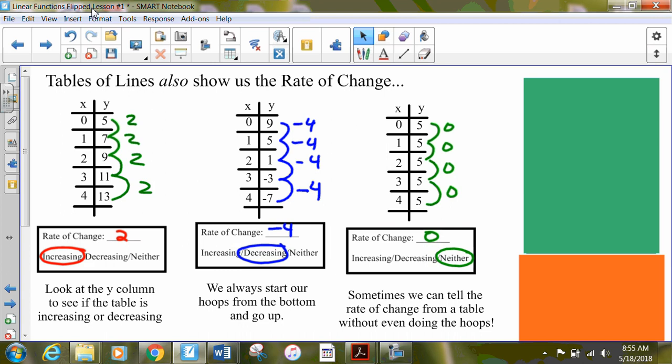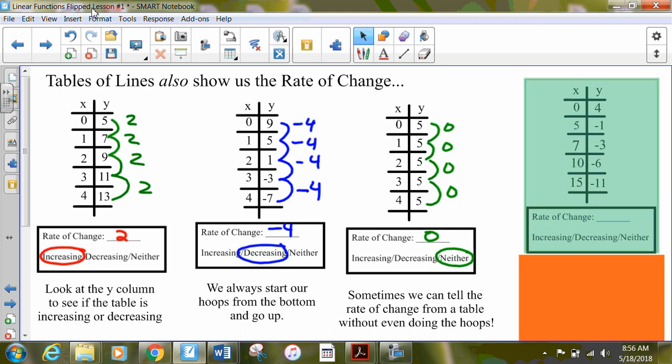All right, let's look at this next table. Before we look at the pattern, we're going to notice that there isn't a pattern. So when we look at the y column, how do we get from 4 to -1? Well, we would subtract 5, right? How do we get from -1 to -3? Uh-oh, not subtracting 5, so we don't see a pattern.